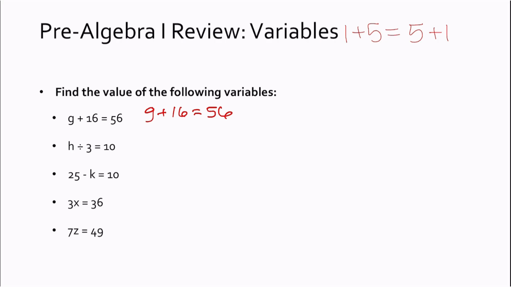So in this example with g, I'm going to subtract 16. So I'm doing the opposite operation. Here it's adding, I'm subtracting. So I'm going to also subtract here so that I end up with g equals 40. Here I have h divided by 3 equals 10. And I can do the same thing here. I want the numbers to be on one side and the variable to be on the other side. And since I'm dividing, I'm going to multiply both sides by 3 so that I get h equals 30.